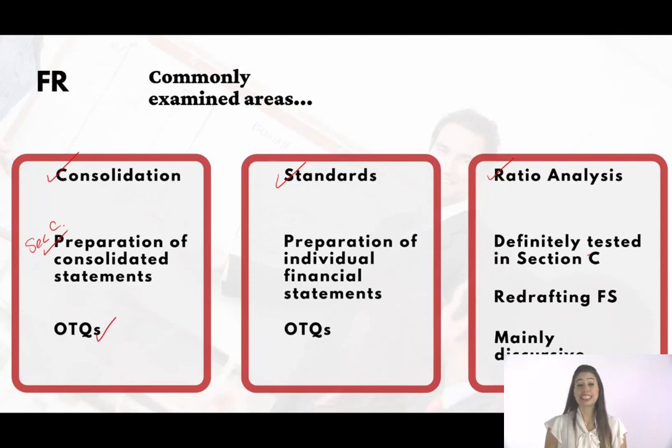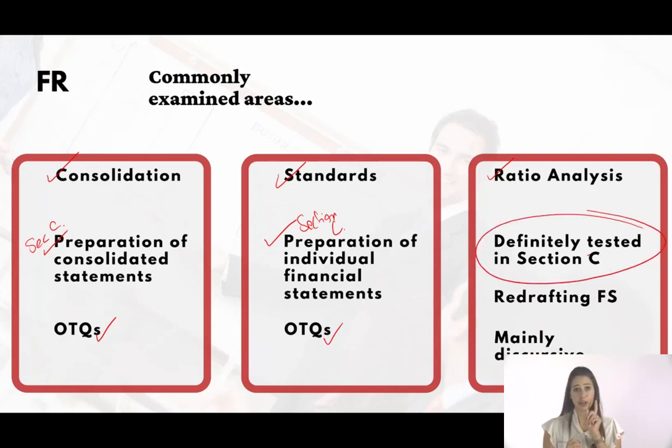Then we'll move on into our standards, which is the biggest area of the syllabus for financial reporting. You may get tested on it as a published accounts, where you need to prepare individual financial statements. That can be P&L, statement of changes in equity, or a statement of financial position, or any kind of combination of all these 3. Standards will definitely be tested in section A and B as part of the OTQs as well. Ratio analysis will definitely be tested in section C as one of those 20-mark questions.